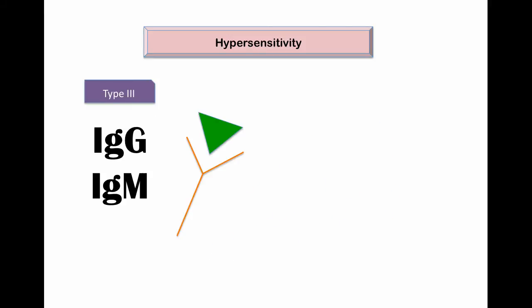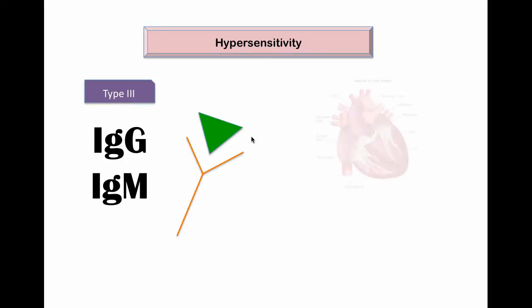The third type is also IgG and IgM mediated. This type is called an immune complex. When an antigen and an antibody are bound together, this is called an immune complex. Now they are roaming freely within the bloodstream, and they will cause systemic problems when they are deposited.